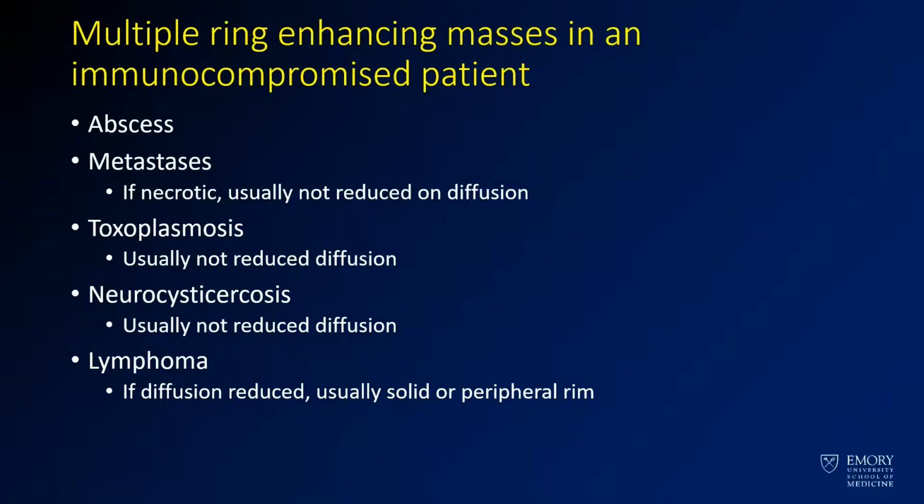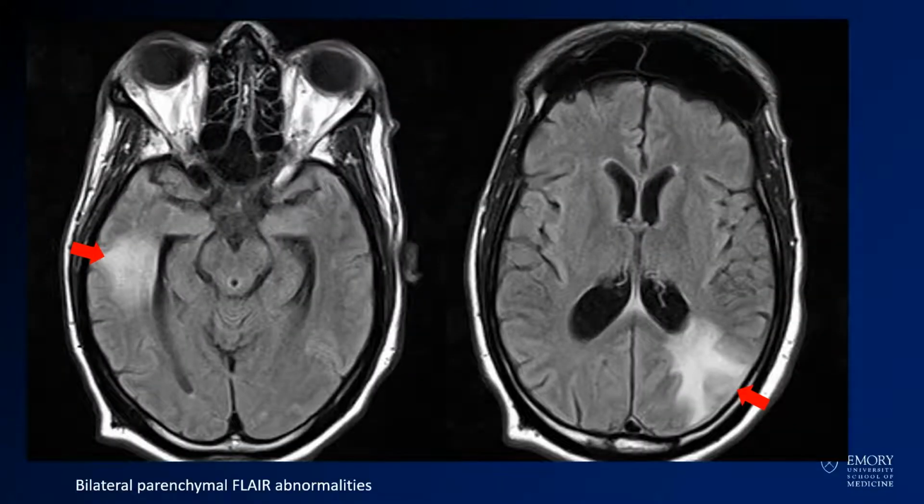Lymphoma can have abnormal diffusion, but the pattern tends to be different. It tends to be the areas of solid enhancement have abnormal diffusion. So they'll be solidly abnormal diffusion or have a peripheral rim abnormality, whereas abscess tends to have the diffusion abnormality centrally. Here we'll just review the images from this case.